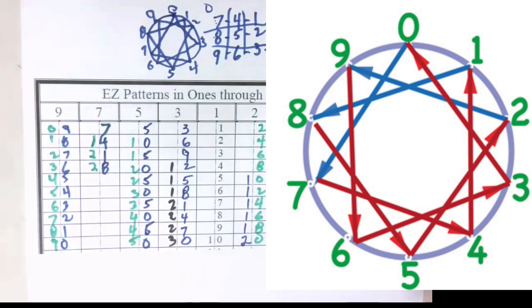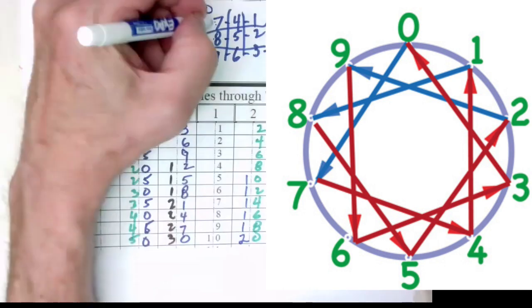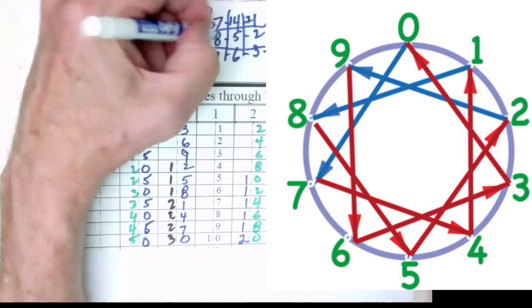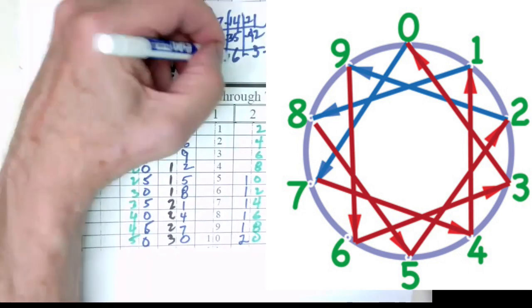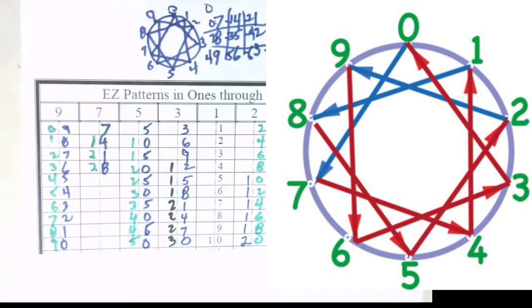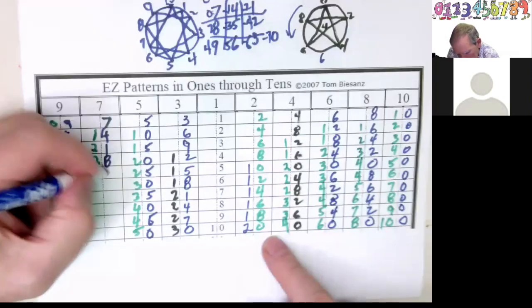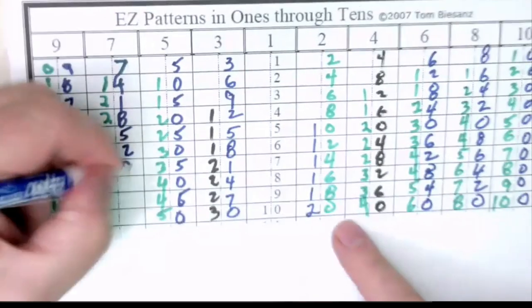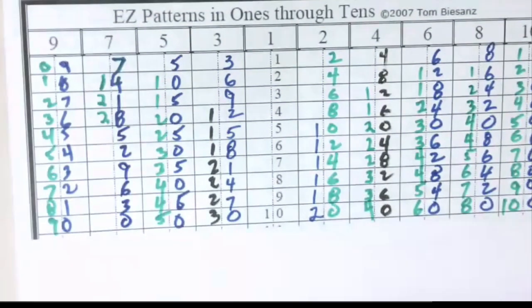Going up one, looking at the tic-tac-toe, 0, going across, 0, 1, 2, 3, 4, 5, 6, and 7. And there you are. So 7, 4, 1, 8, 5, 2, 9, 6, 3, 0. There's a pattern right there.